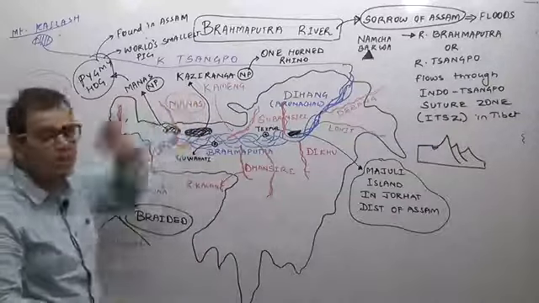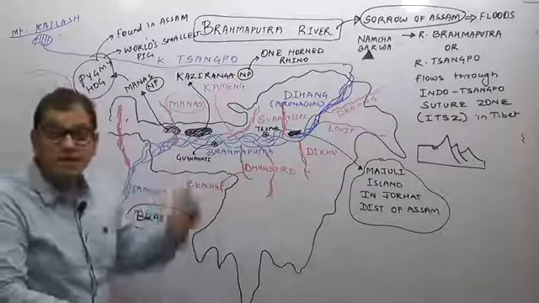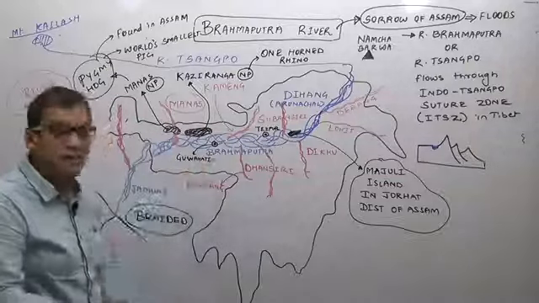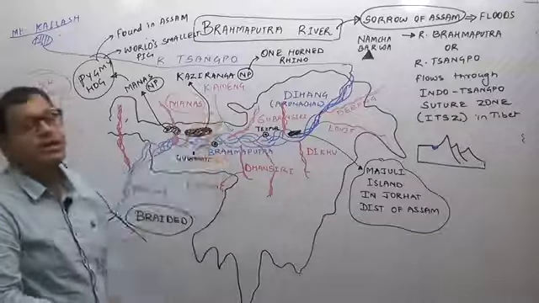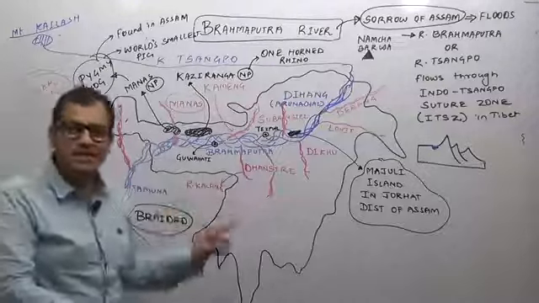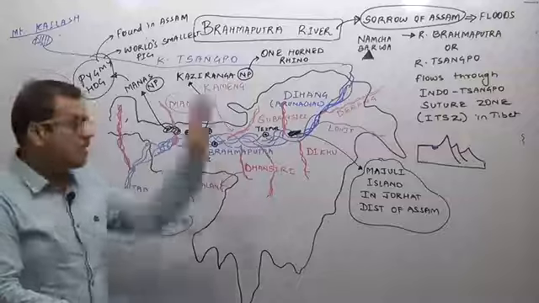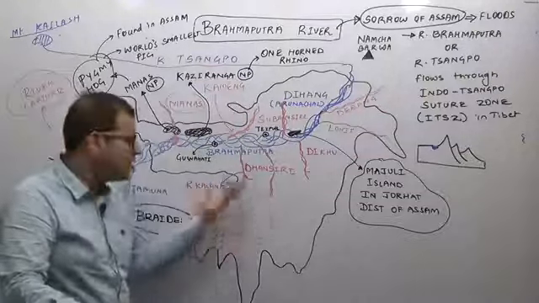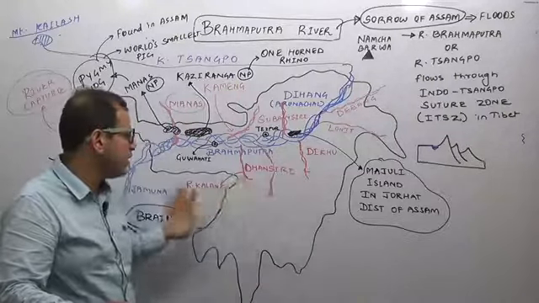Kaziranga National Park, whose southern boundary is made by river Brahmaputra, is famous for one-horned rhino and tiger population. Guwahati, the biggest city of Assam, is located on river Brahmaputra. Some of the tributaries which originate in the peninsular region, or on the southern side, are Dhiku, Dhansiri and Kalang.